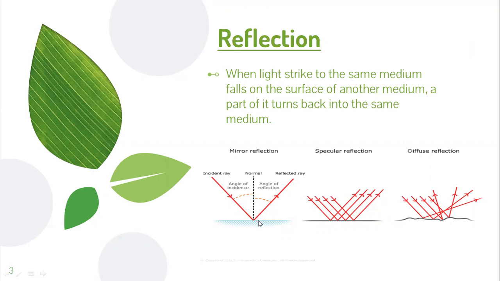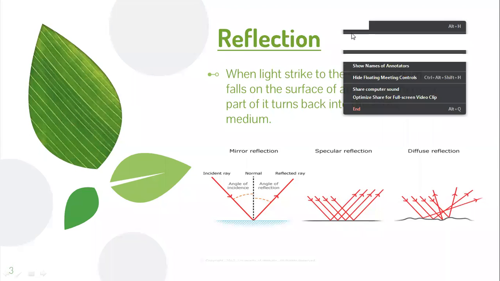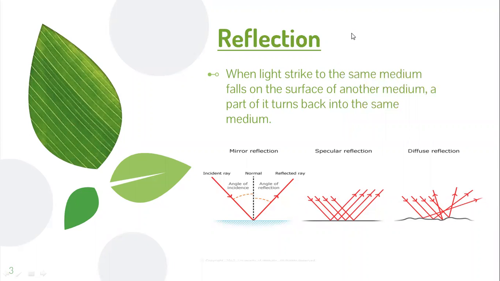Here in this image, you can see that this is a mirror. What is a mirror? A mirror is basically a shiny surface whose one side is shiny and the other is polished by a material that is called amalgam. So this is a mirror. When the light ray strikes the mirror, it comes back to the same medium. So this phenomenon is called reflection.